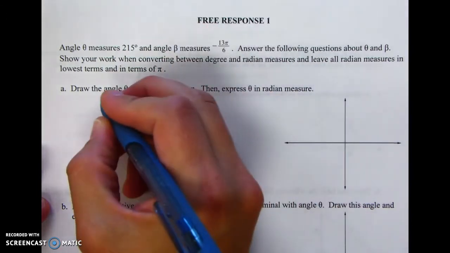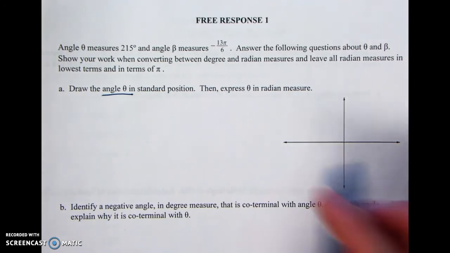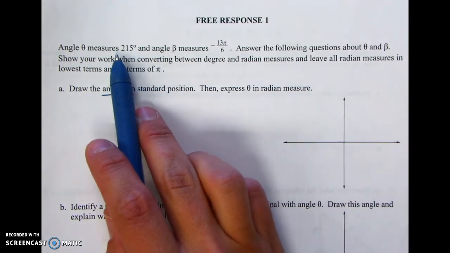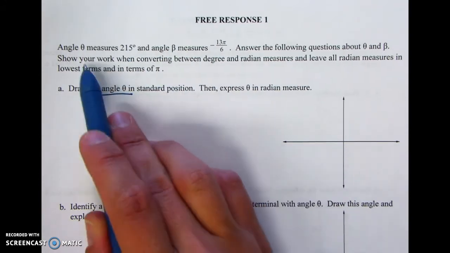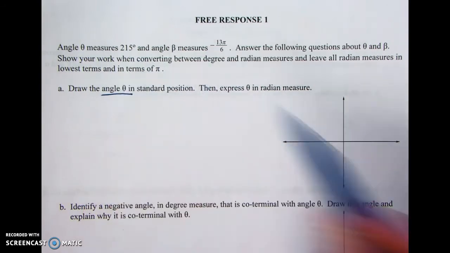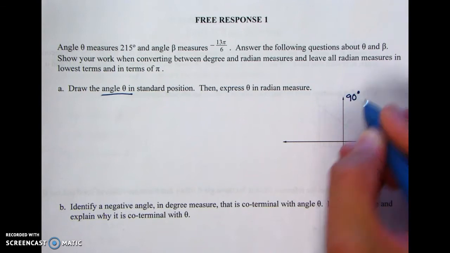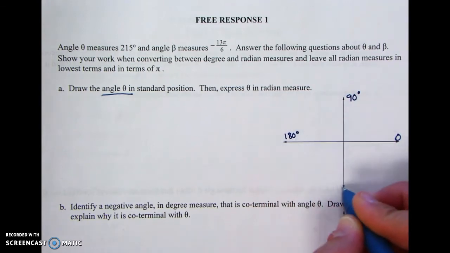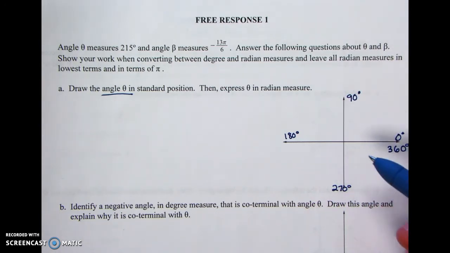Draw angle theta in standard position. What we're getting used to on these free responses is they give us more than one piece of information, but they're specifically asking for theta. So theta is 215 degrees. Right here we start at 0. This is 90, this is 180 degrees and 270, and we know we end at 360. So 215 is between, what quadrant would that be in? It's going to be in quadrant 3.